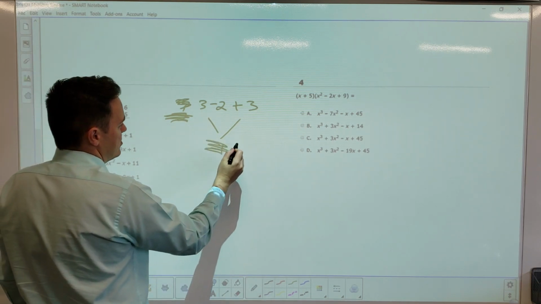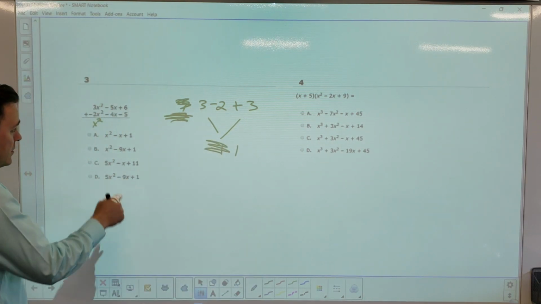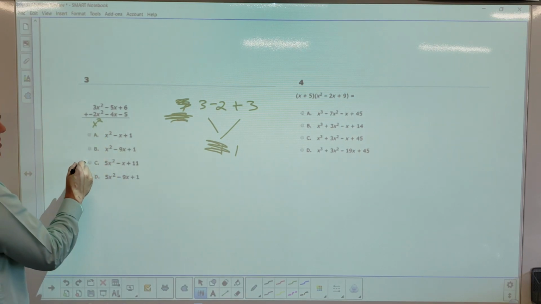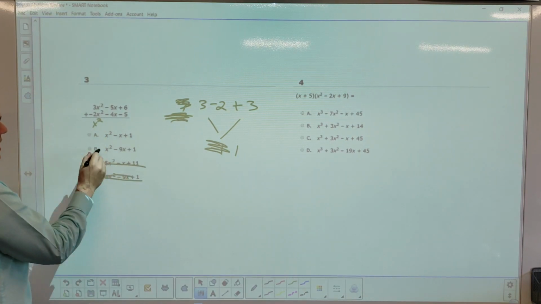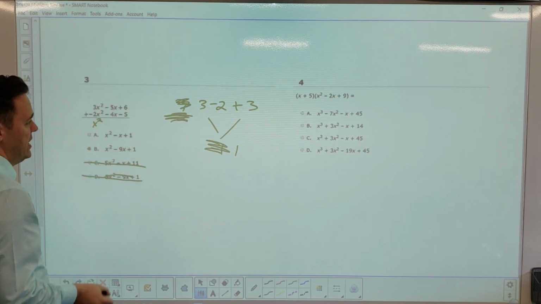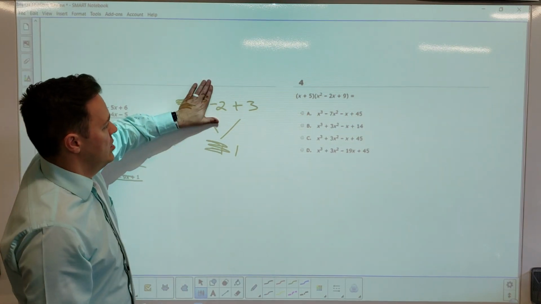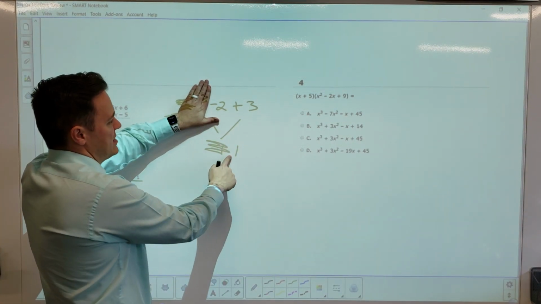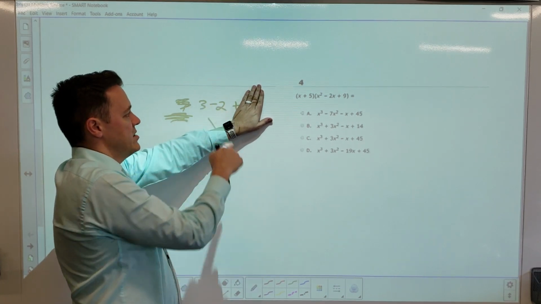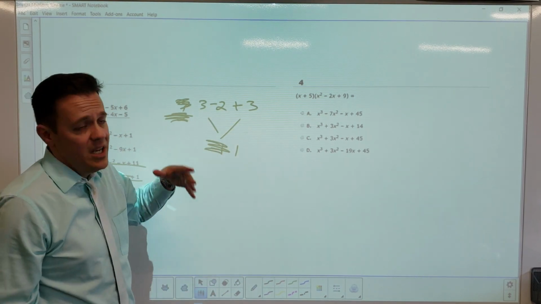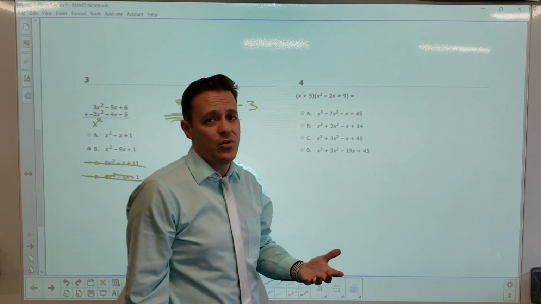So on this one, the answer is going to be 1. Sorry, my bad. All right, so if it's x squared, you know you're going to eliminate these two, and then your answer is going to end up being B. Okay, so remember, negative 2 plus 3 is a positive 1. And then 3 minus 2 would be a positive 1. They're the same thing, but how do you think about it?